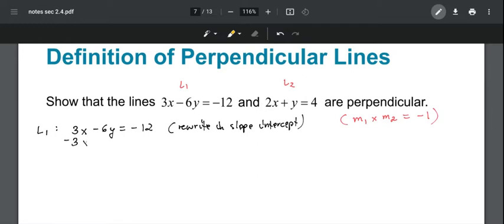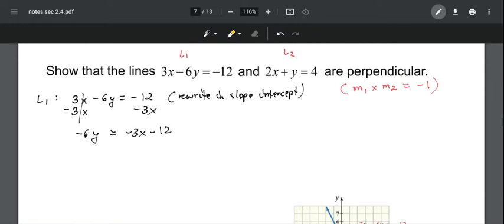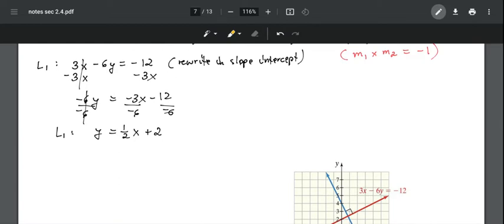Let's subtract 3x from both sides. We're getting negative 6y equals negative 3x minus 12. And to isolate y, let's divide each by negative 6. So that will give us y equals 3 over 6, which is 1/2 x plus 2. So this is the equation of line 1 in slope-intercept form. And we can see that the slope is equal to 1/2, always the coefficient of x.